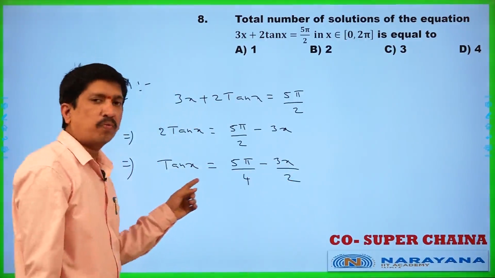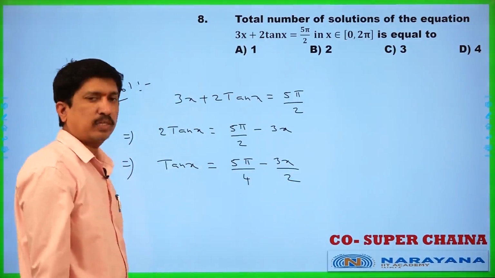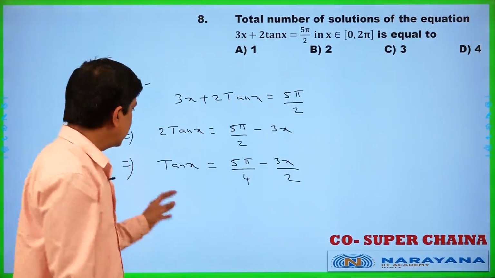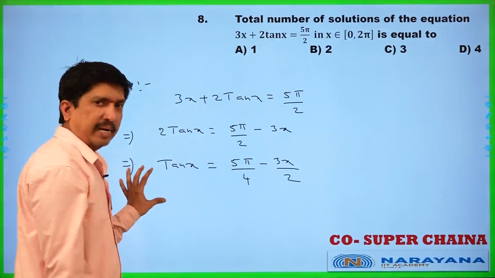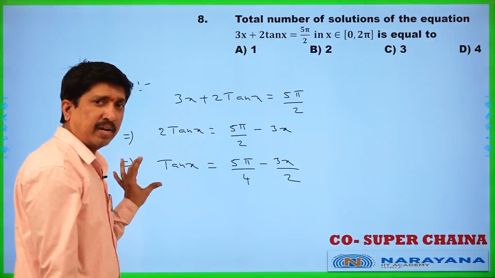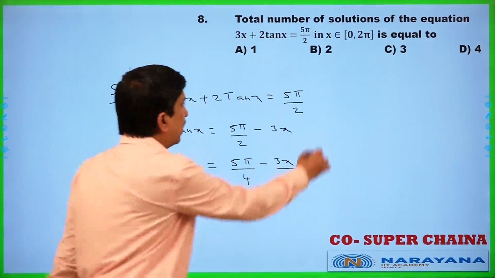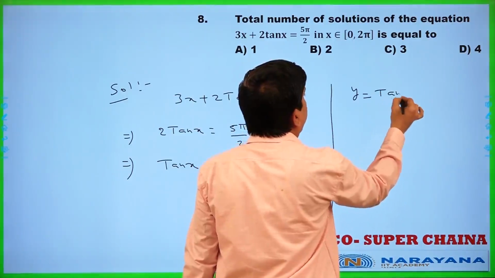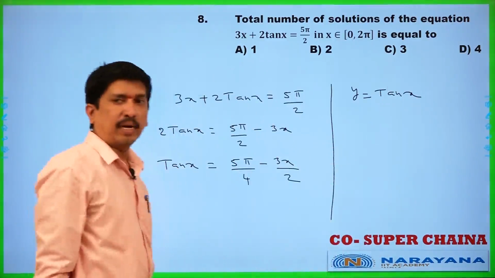Tan x equal to 5 pi by 4 minus 3x by 2. Just observe this one. These are the 2 functions we are getting. That is the parent graph, you know very well, tan x. Now, I will write clearly. One function is y equal to tan x. You know very well the tan x graph.